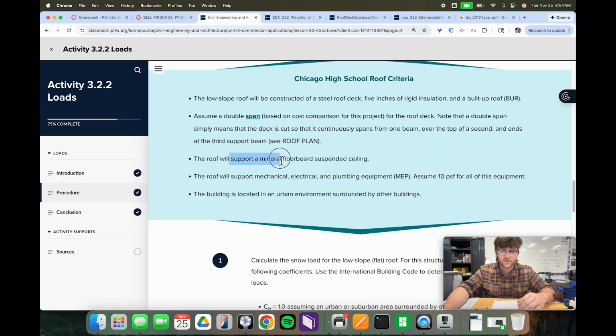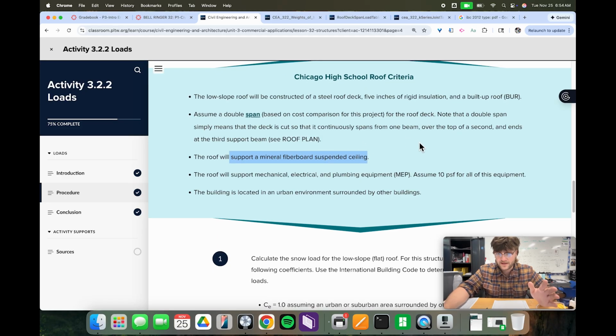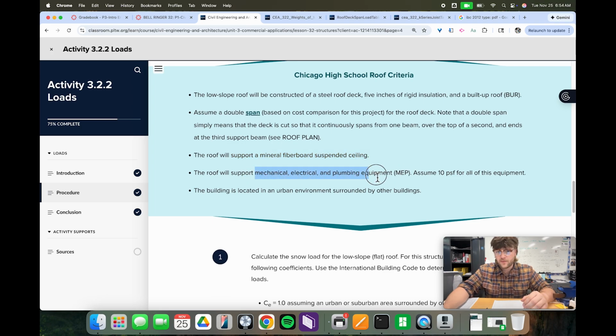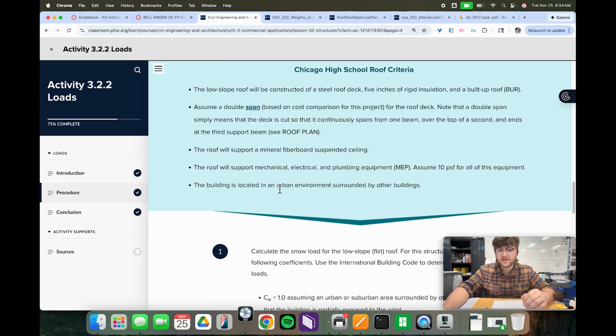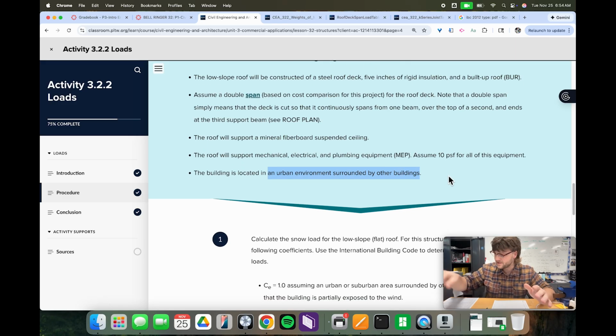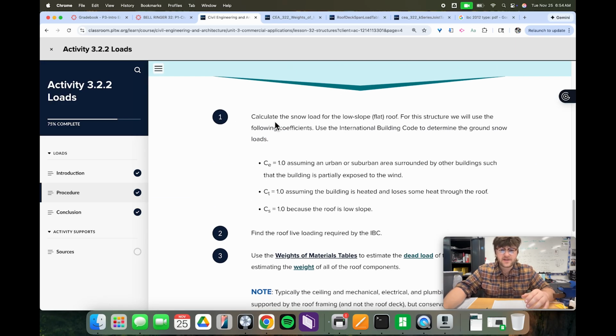For instance, the roof will also support a mineral fiber board suspended ceiling. That's something else we're going to be looking for in the weight of materials table. We also see that the roof will support the MEP, which is mechanical, electrical, and plumbing equipment, and that's 10 PSF for all of that equipment. And then the building is located in an urban environment surrounded by other buildings, so that's in terms of our wind exposure. Anyways, let's go ahead and begin.